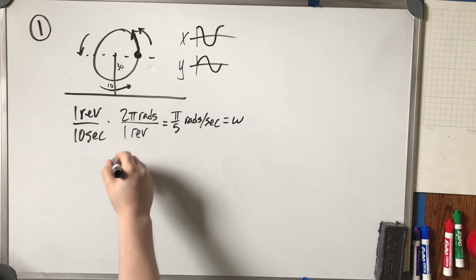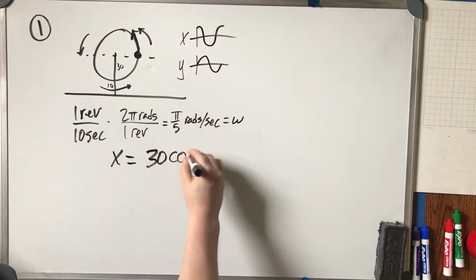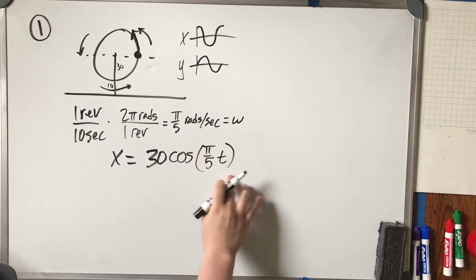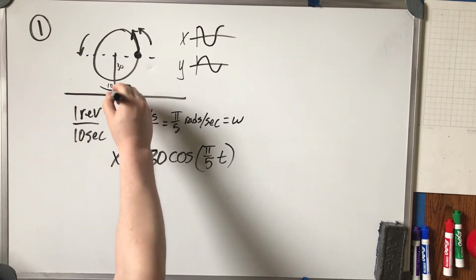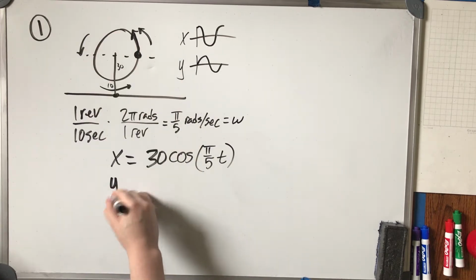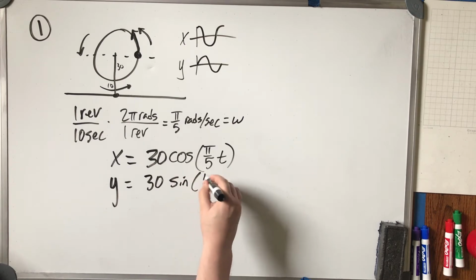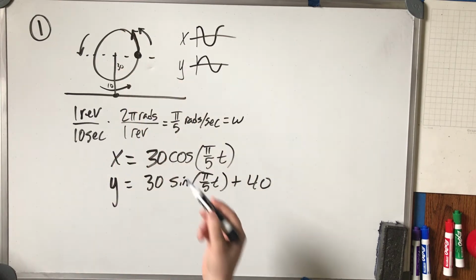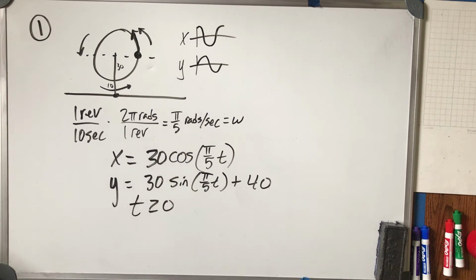So when I write these equations, I'm going to have x equals the radius, so 30, positive cosine, the speed, pi over 5, t inside, okay? And then I'm just going to center this in the x direction as though this is 0, 0 right there, so I'm not going to add anything because the center point is going to have an x value of 0. Y is going to be 30 for its radius, sine pi over 5, t. This one will be plus 40, so 10 plus 30 in order to get to the center. And then, of course, we always have t is greater than or equal to 0.